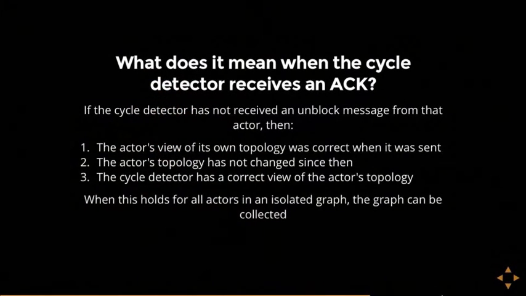The fun part here is that when a cycle detector receives an acknowledgement message from an actor without having received an unblock message in between, then we can prove that not only is the cycle detector's view of that actor's topology correct, but it was correct at the time that it was sent, which is pretty fun. So not only have we done queue clearing effectively in a software engineering sense, but in a proof sense, we know that this topology was correct at the time it was sent. So once we get an acknowledgement message back from every actor in the isolated graph, we know that the topology for the entire graph was correct at the time it was reported, and therefore it's a true cycle, and we can collect it.